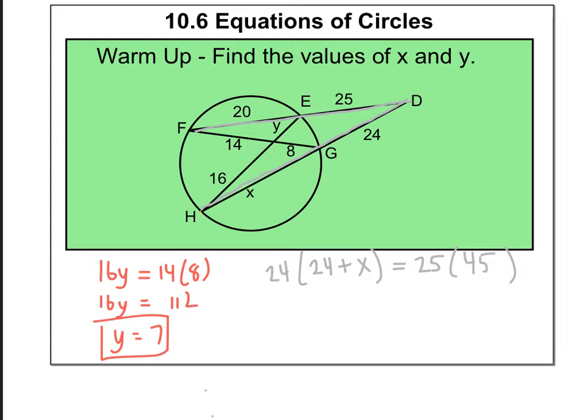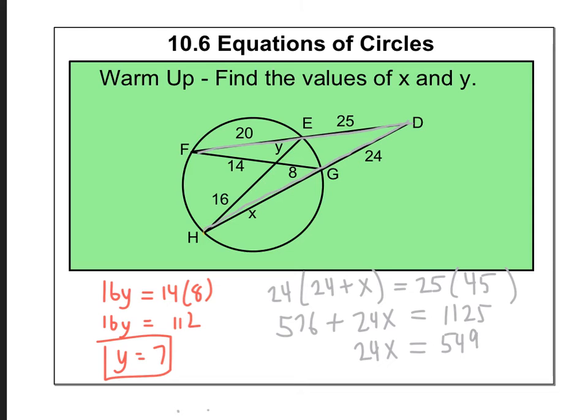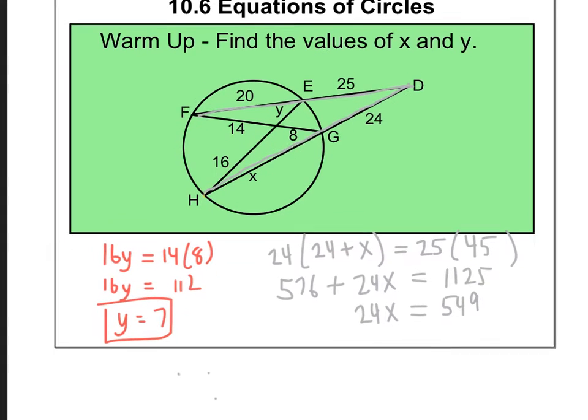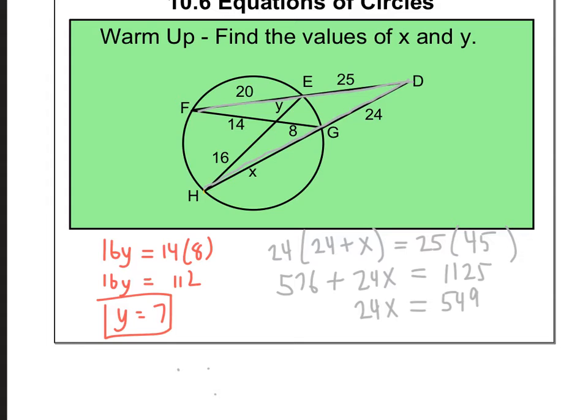So if we go ahead and distribute that first 24, 24 times 24, 576, plus 24x. 25 times 45 is 1125. And now we can just subtract the 576 from both sides. Let's see, what is that, 549. And then finally, when we divide both sides by 24, we're going to get our final answer of x equaling 22.875.